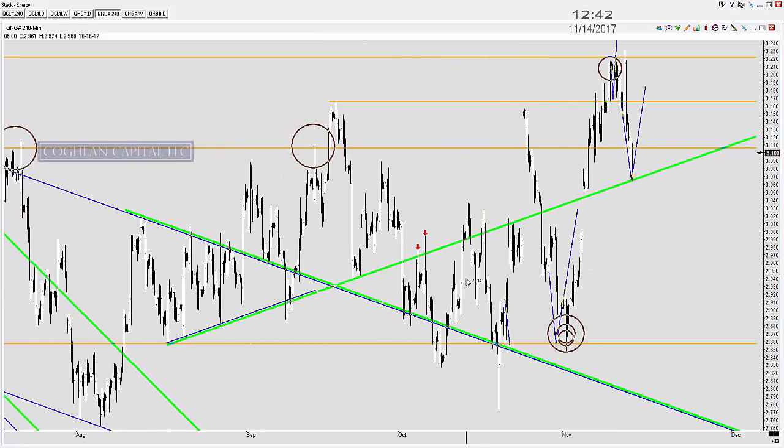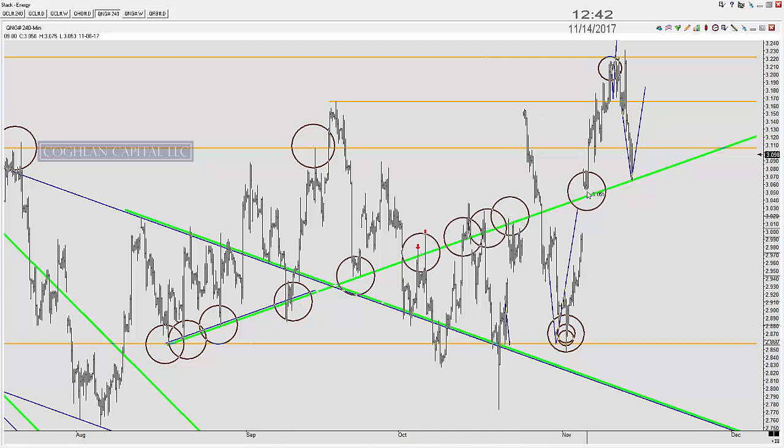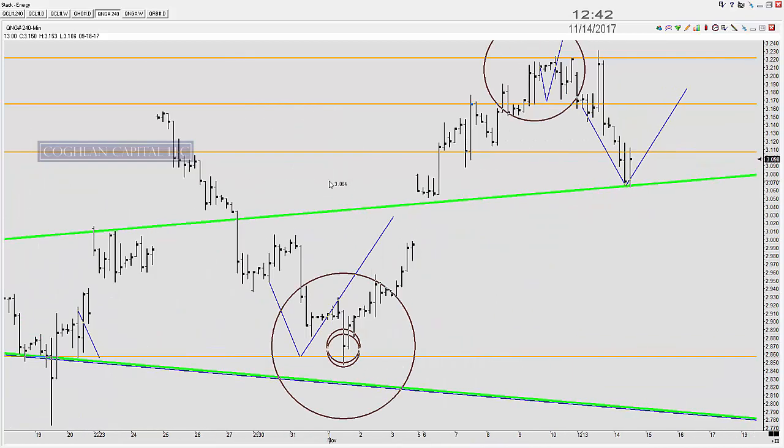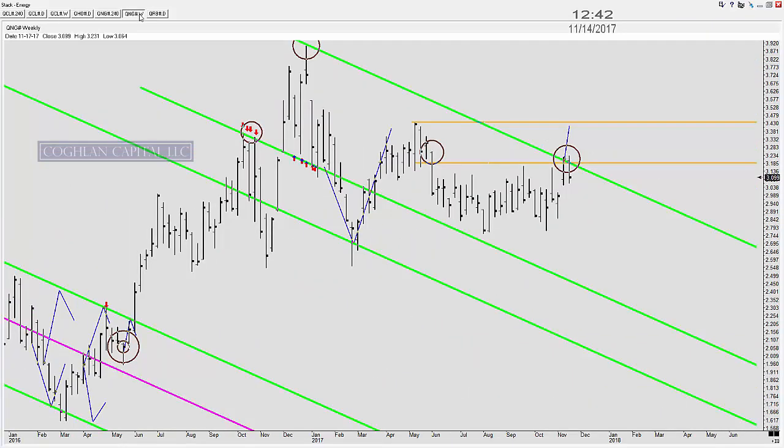This is an action-reaction line that we've been paying attention to since, I think, September. Support, support, support, support, support. It became resistance, resistance, resistance, resistance, support, and I'm going to be looking for support pretty much where we are right now. So nat gas, I became a bit nervous to the downside. We also hit resistance on the weekly chart.